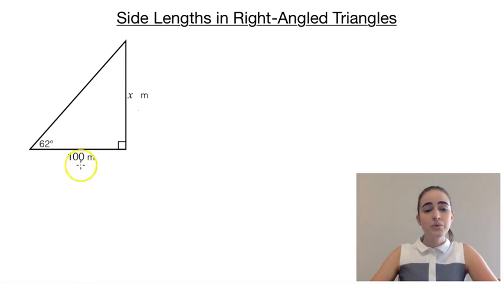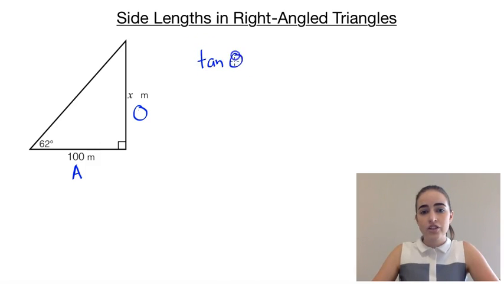So our first example, we have a right-angled triangle here with an angle of 62 degrees, a side length of 100 meters, and another side length here that we're trying to find. So from this angle, this 100 meters is our adjacent side, and this one that's labeled x is our opposite side. So the ratio that involves the opposite and adjacent is tan. So we'll write down that ratio of tan theta is opposite over adjacent.